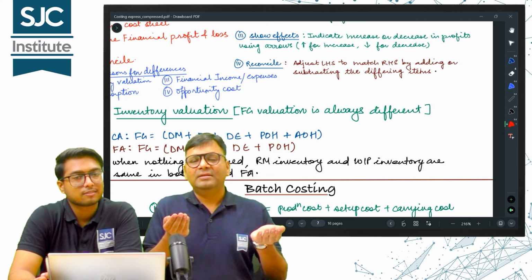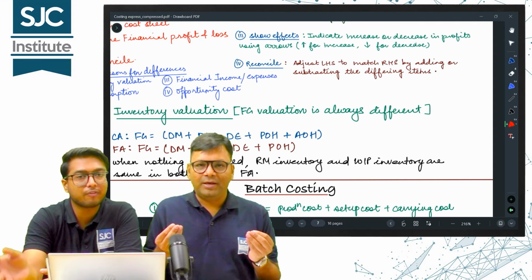Similarly, let's talk about one more item to give students another idea. Let's take one item, closing finished goods valuation. So what do you think, Rahil? Where will the valuation be more? The closing goods will be more in cost accounts. Why? Because we take administrative overhead in the costing PL, not in the financial PL.